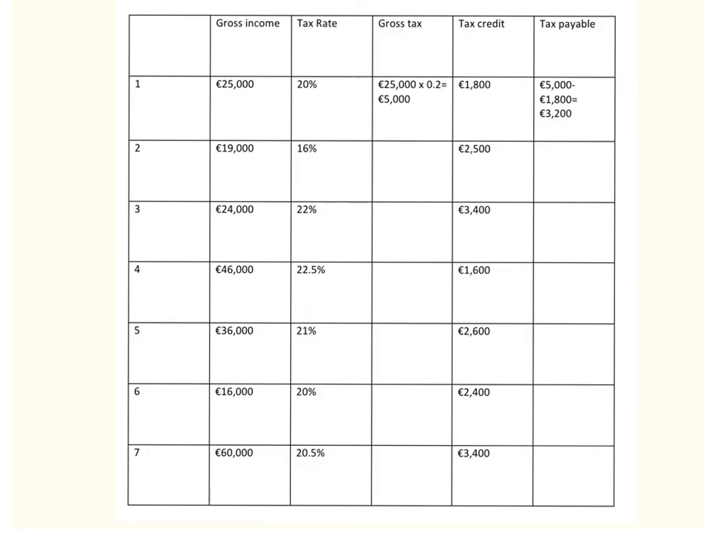Okay guys, again, I want you to pause the video at this point and have a look. We have four columns. We have gross income, our tax rate, our gross tax, our tax credit and our tax payable. So I want you to find the tax payable for me. Don't forget, it's a two-step process. We find out how much tax they have to pay first and then find out how much tax they actually have to pay after we've taken away their tax credit.